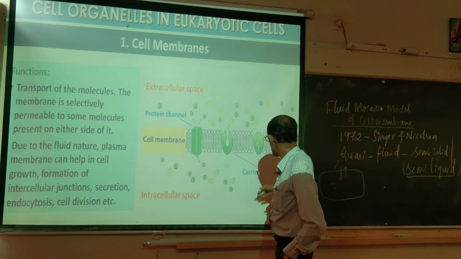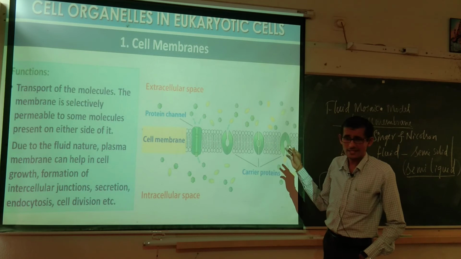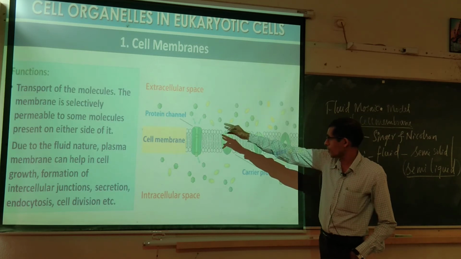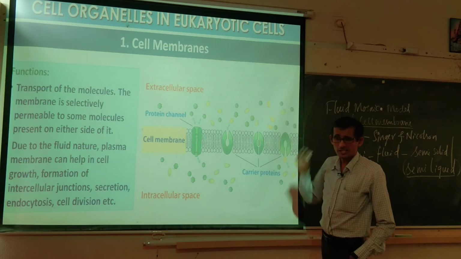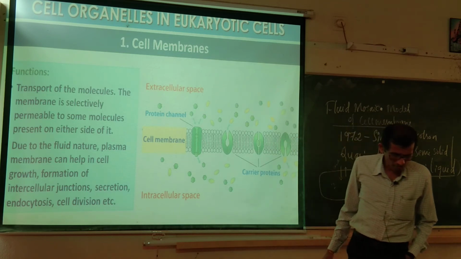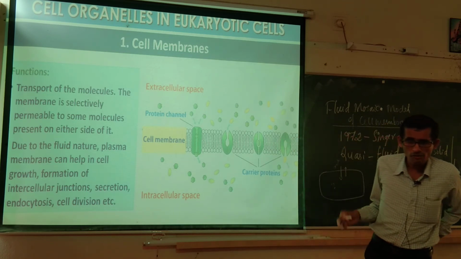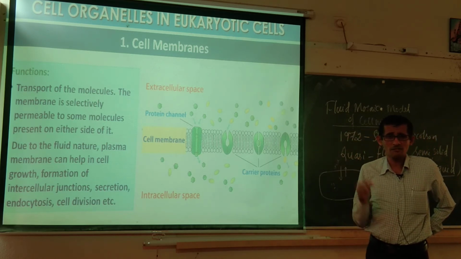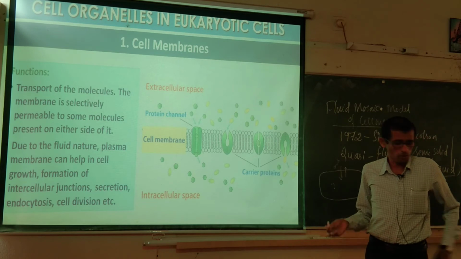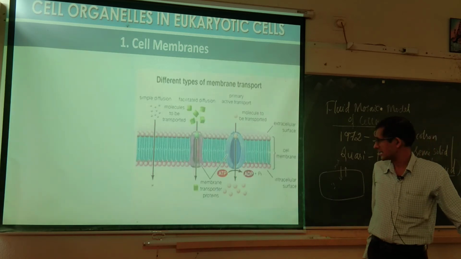In the same way there is another carrier protein, which is also an intrinsic protein. This is the protein channel, and this is the carrier protein. This kind of structure, this kind of channel, is very important for the exchange of required things from the cell to the outer side, and from the outer side to the inner side.